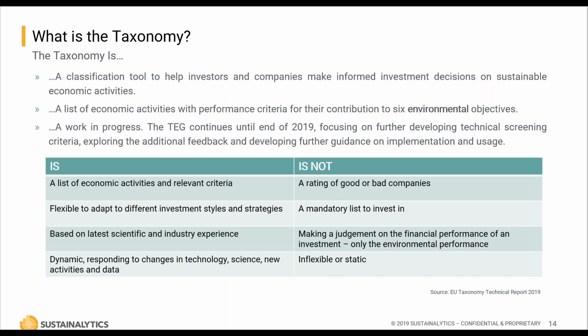So in terms of turning to what the taxonomy actually is, as I mentioned, this is seen first and foremost as a classification tool. It is a list of economic activities with performance criteria and is focused, as it stands, on 6 environmental objectives. It is also a work in progress. As I mentioned already, the TEG is continuing to build out further criteria, and in addition to this, it can also be built on further in the future.